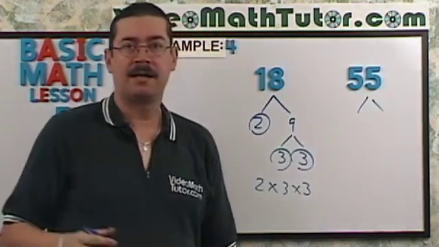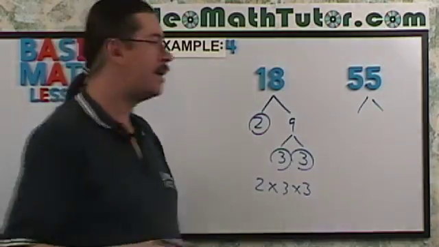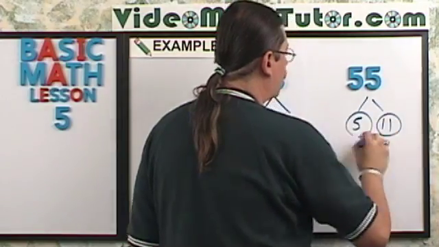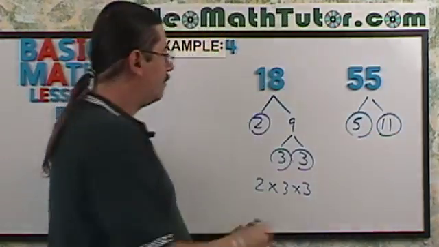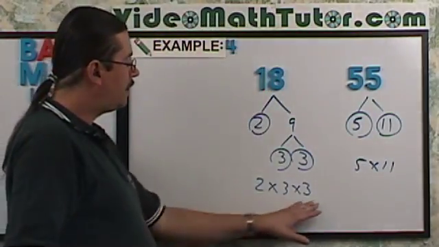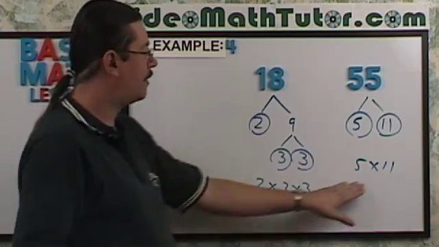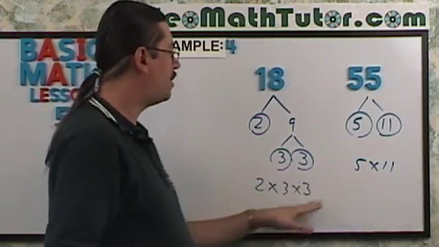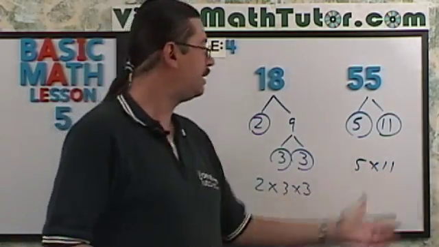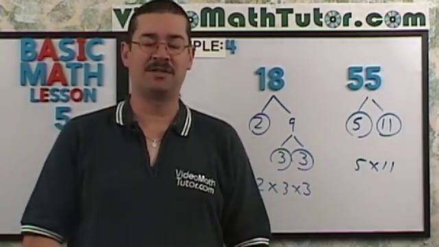55 can be factored which way? Well, now we have 5 times 11. Now look at this factor form and this one. Do they have any numbers in common? If they do, then they're not relatively prime. Well, because they're all completely different, they are relatively prime.